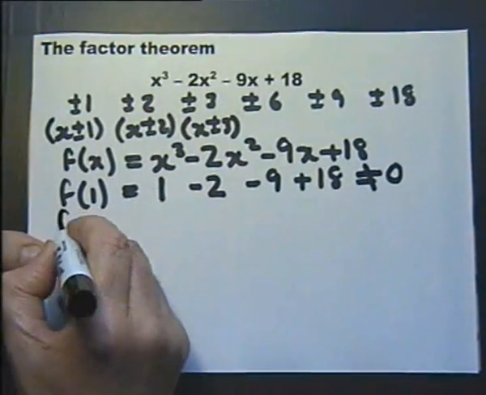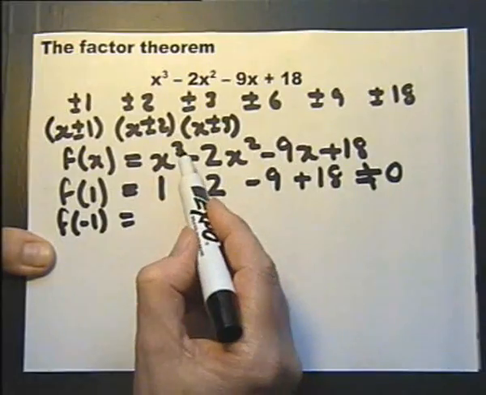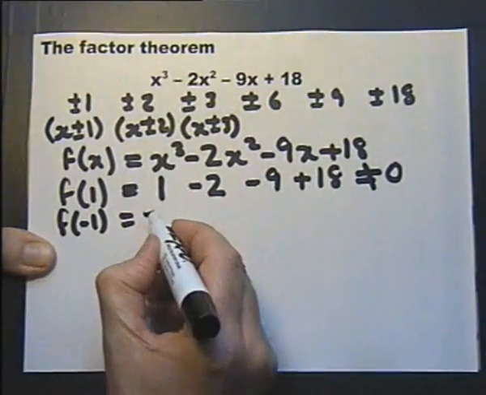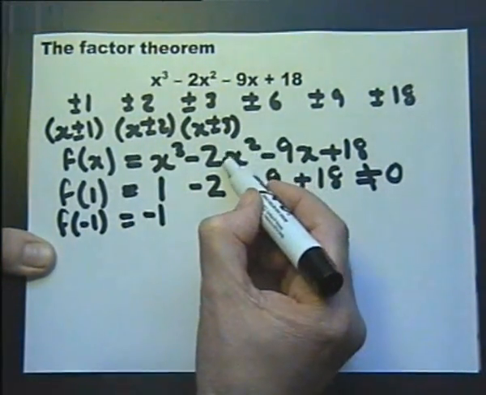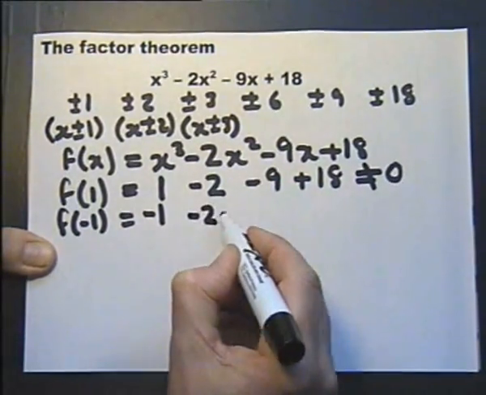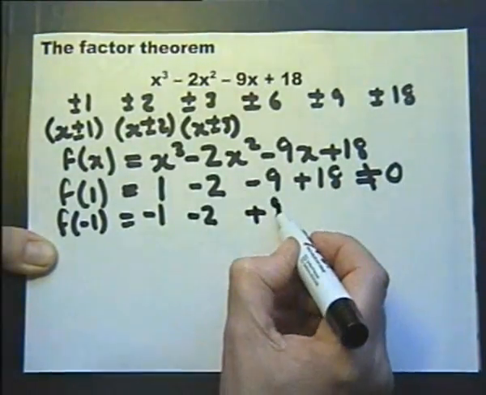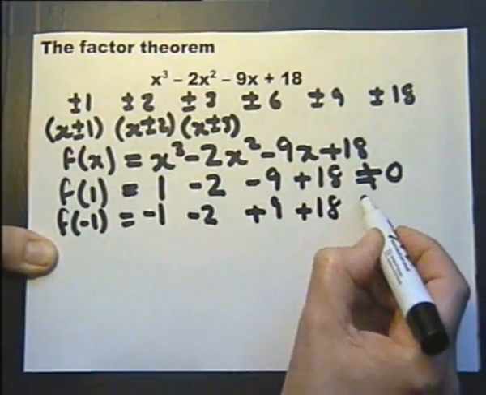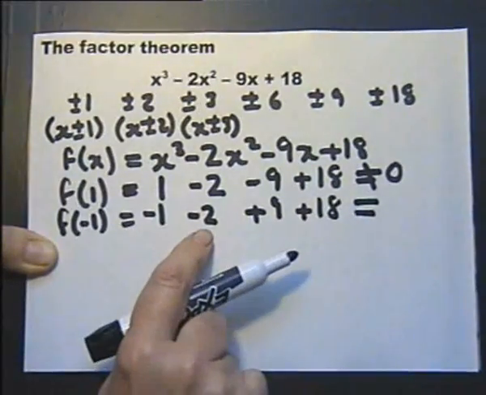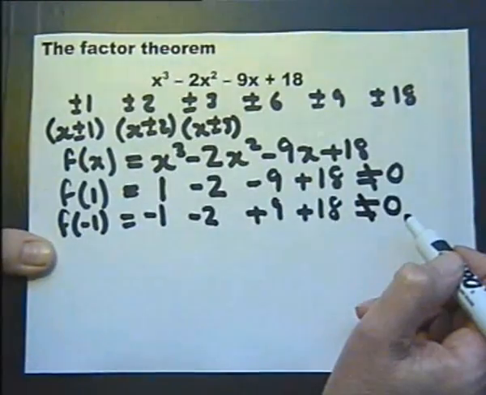Now let's substitute the value of minus 1. X equals minus 1. Minus 1 cubed is minus 1. Minus 1 squared will be plus 1 multiplied by the minus 2. Minus 1 multiplied by minus 9 will be plus 9, and plus the 18. That's minus 9 and plus 27, which does not equal 0.